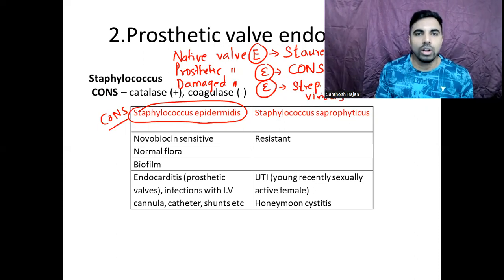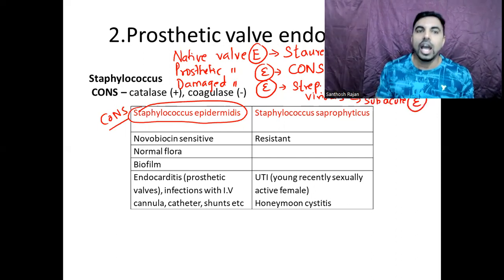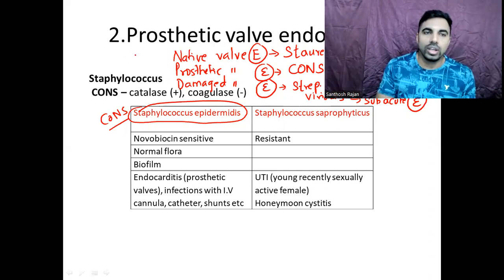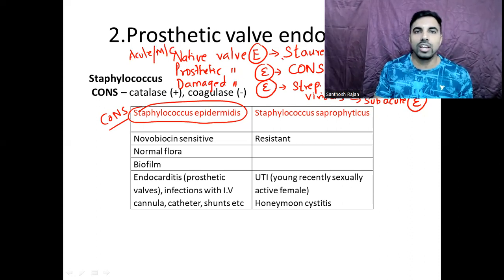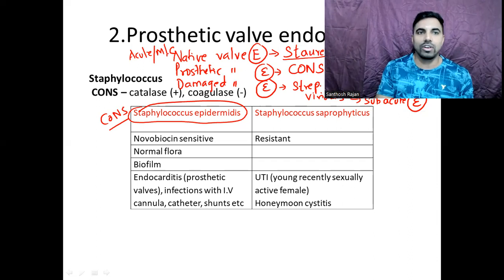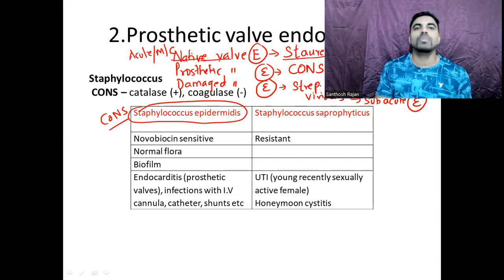And that is causing what damage? You will have subacute infective endocarditis. Okay, and overall acute, or overall most common, if they ask, it is again your Staph aureus, the king of infections. Okay, the king of infections, Staphylococcus aureus. So this time they gave a prosthetic valve, so please be careful. If next time they ask native valve or whatever, be careful. So for the prosthetic valve, it is the Staphylococcus epidermidis.